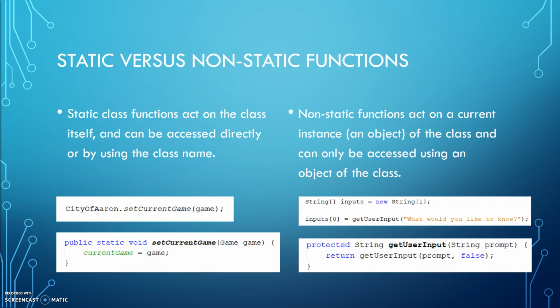Non-static functions can act on a current instance or object of the class and can only be accessed using an object of the class. So for example, here we're trying to use the non-static function getUserInput. And so first we have to create a new string object, which we place inside the inputs variable, and then we can call the getUserInput function with the prompt that we want to give, and we place it inside our inputs in the first position in that array.